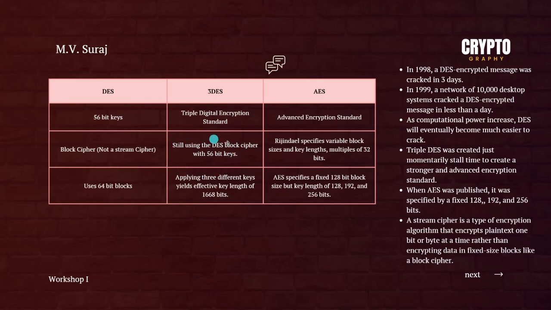So yeah, and in this one, it's still using this block cipher with 56-bit keys, but it's just being performed 3 times. Everything else is basically the same. Applying 3 different keys yields an effective key length of 168 bits. So this was taking so much computational power. This was just not being effective.